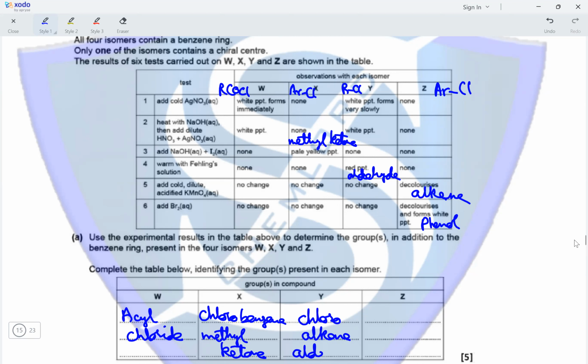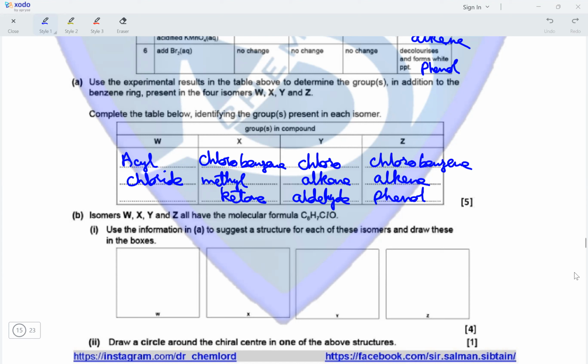Isomers W, X, Y, and Z all have the molecular formula C8H7ClO. Use the information in A to suggest a structure of each of these isomers and draw these in the boxes. So all of them have the presence of a benzene ring. So let's draw the benzene ring first, then we will add on the other functional groups as identified from the 6 tests given in the table above. So these are the benzene rings that are present.